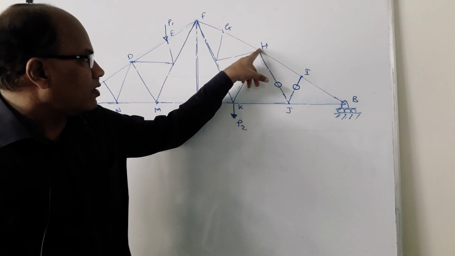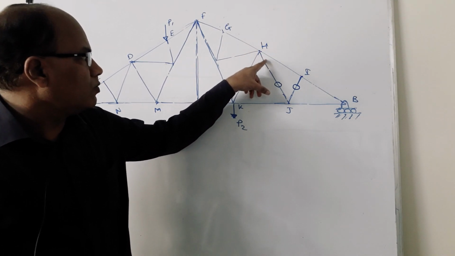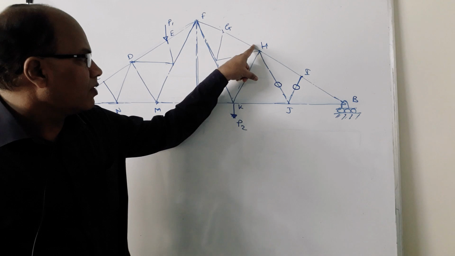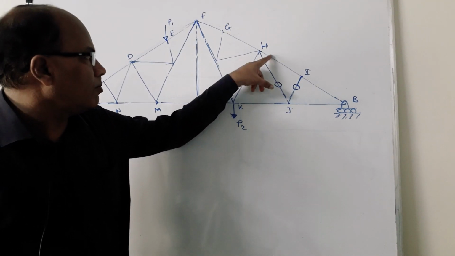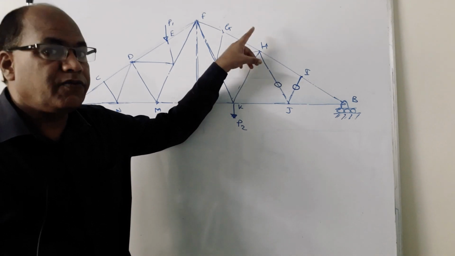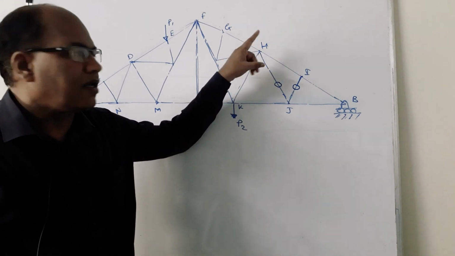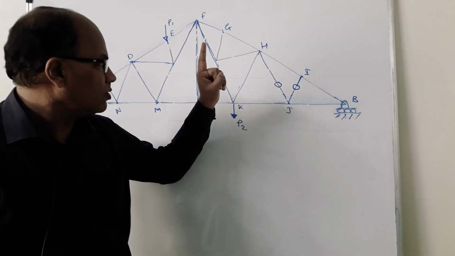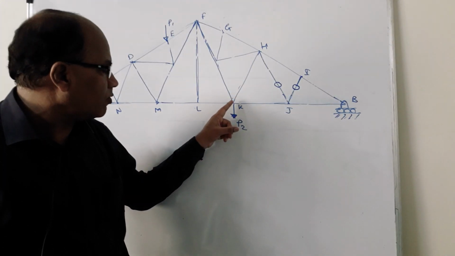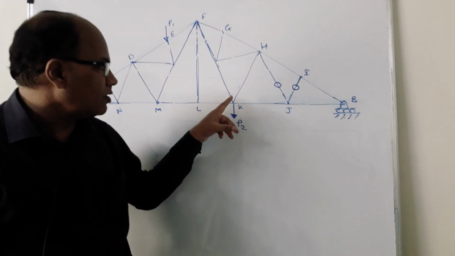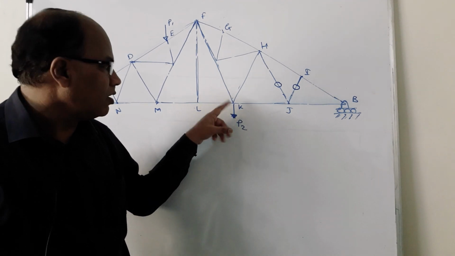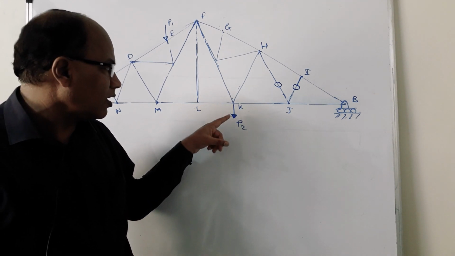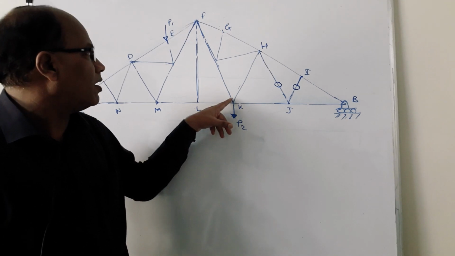At this joint there are 1, 2, 3, 4, 5 members. Out of these 5, 1 is the zero force member, so remaining are 4. So 4 members are there and I cannot apply my thumb rules. So what I will do is go to the next joint. Now at this joint there are again 4 members meeting, but there is also an external force. I cannot apply the thumb rules.